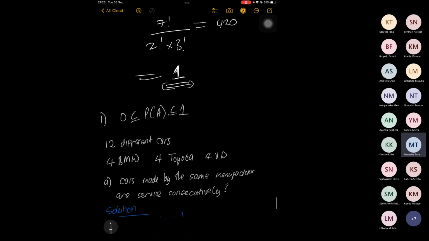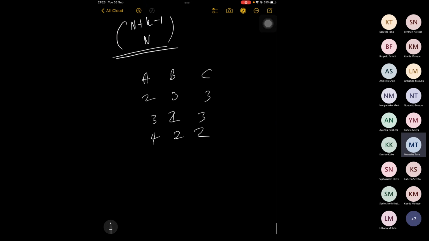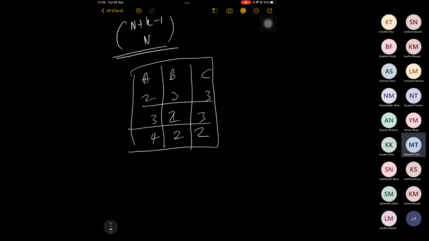Now, when you're doing the sharing of different objects, let's assume you have A, B, C, and let's assume these are the possible combinations that you get. They are telling you that you have maybe 8 things, which is why I was maintaining a total of 8 here. So in this case, it's going to be 8 factorial divided by 3 factorial times 3 factorial times 2 factorial. Then you also do the same for this one, and the same for this one.